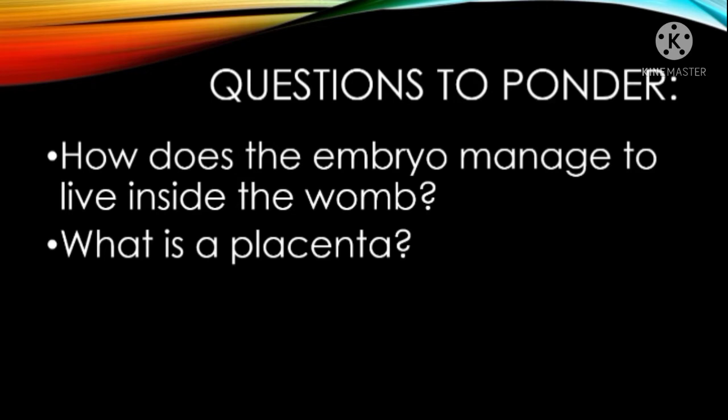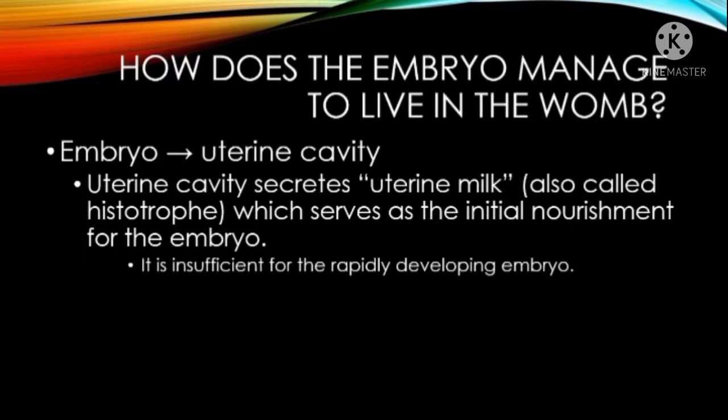Before the discussion proper, there are two questions we need to ponder. First is, how does the embryo manage to live inside the womb? Second, what is a placenta? So upon entering the uterine cavity, it secretes uterine milk, which serves as the initial nourishment for the embryo.